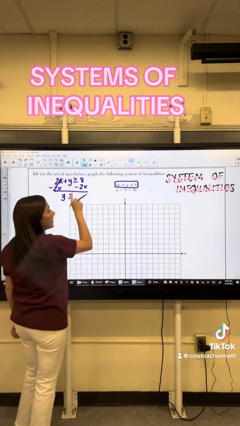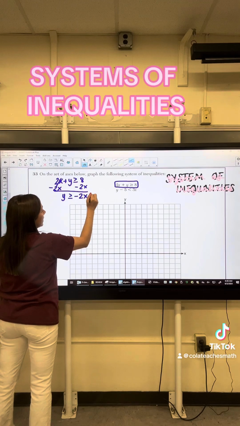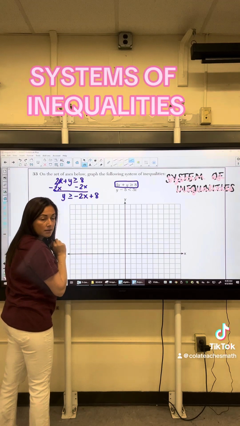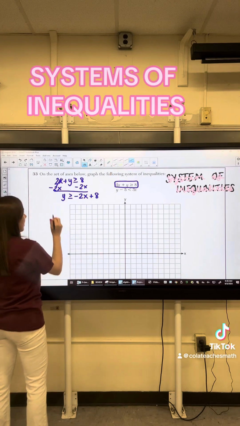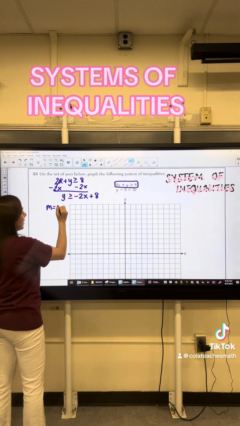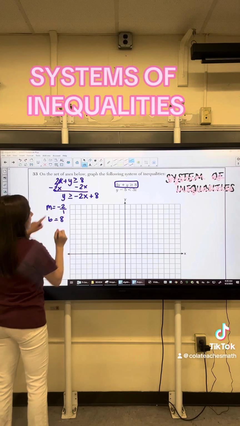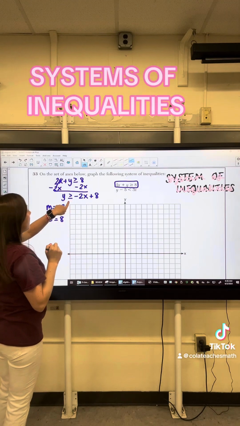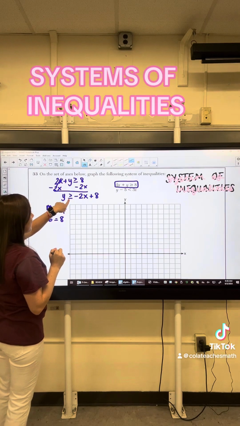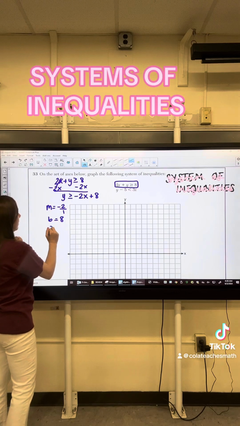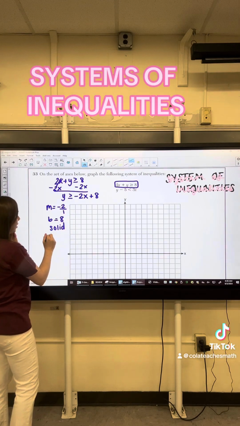Now, do not write that as 8 minus 2x. You want to write it in mx plus b form. So please write it as negative 2x plus 8. Okay? Next thing we're going to do is I like to make my kids identify the slope. It's negative 2 over 1. The y-intercept is 8. And now this symbol tells you if it's going to be solid or dashed, and we're shading above or below. So we're going to be solid because there's an equal sign. And that's the greater than symbol, so we're going to be shading above.